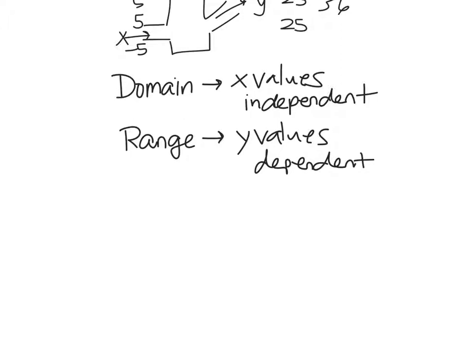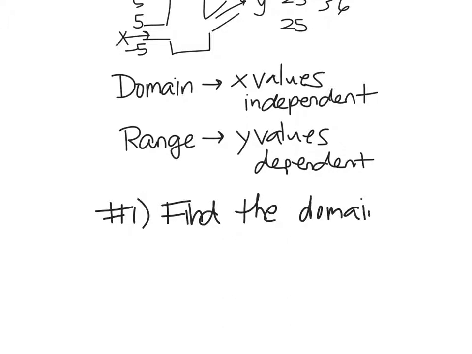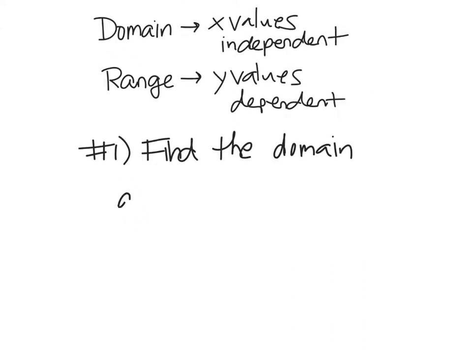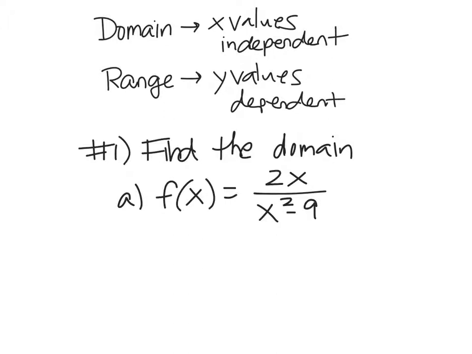Are you ready? Yes. Yeah, you are. Number 1. We're going to find the domain. We're just going to do domain, and then we'll open it up to the range, and we'll get our calculator out and do it that way. All right, so we're going to find the domain of some of these functions. Here we go. f of x equals 2x over x squared minus 9.